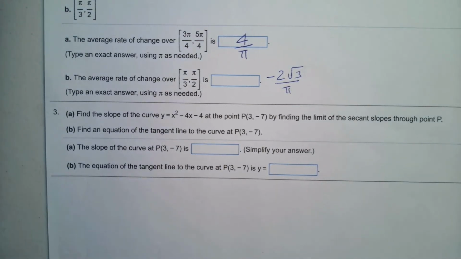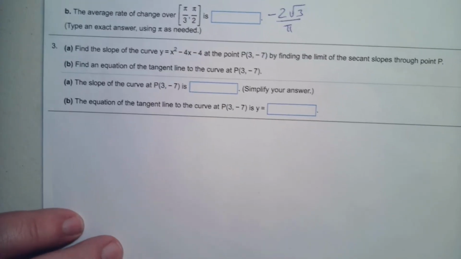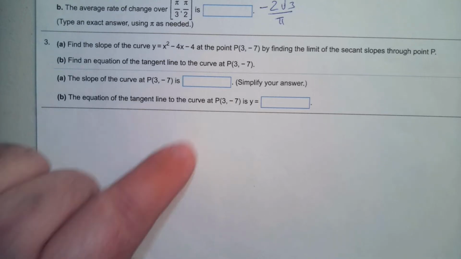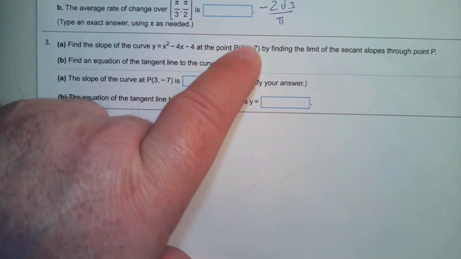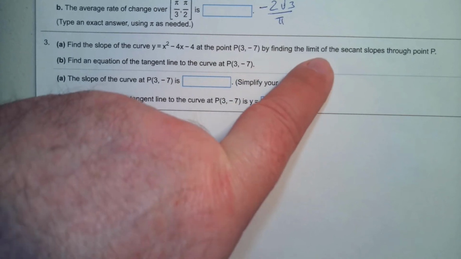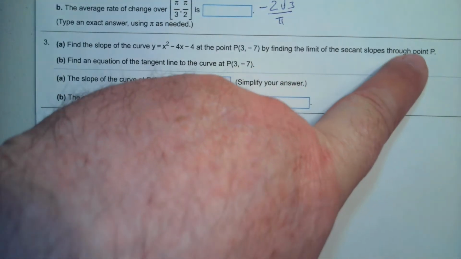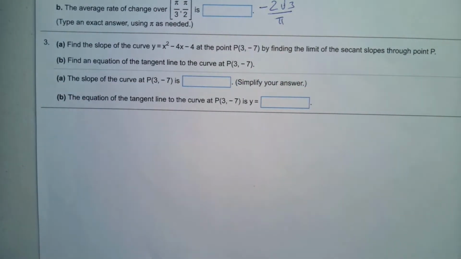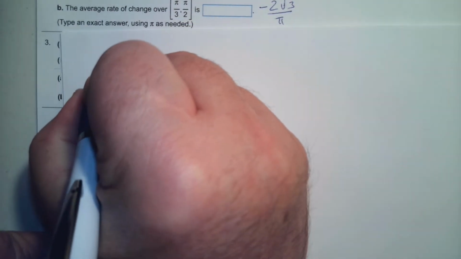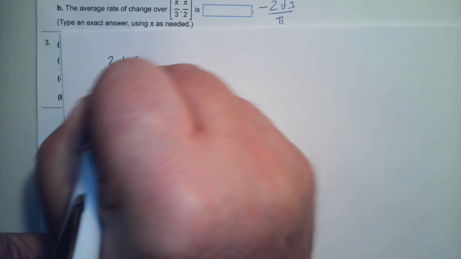Alright, so go number 3. Find the slope of the curve x squared minus 4x minus 4 at the point 3, negative 7. Now this is a point. This is not an interval. It's a point, by finding the limit of the secant slope through point P. So this is chapter 2, section 1, number 3.